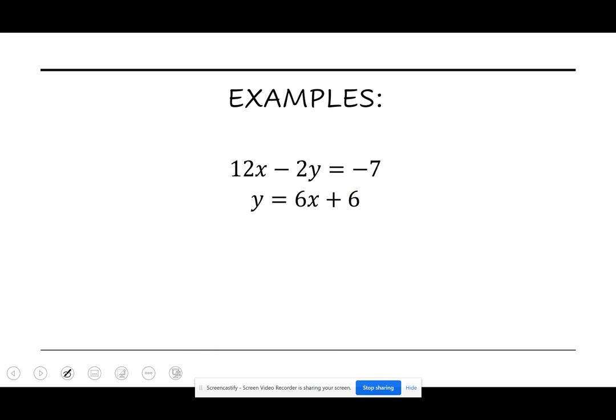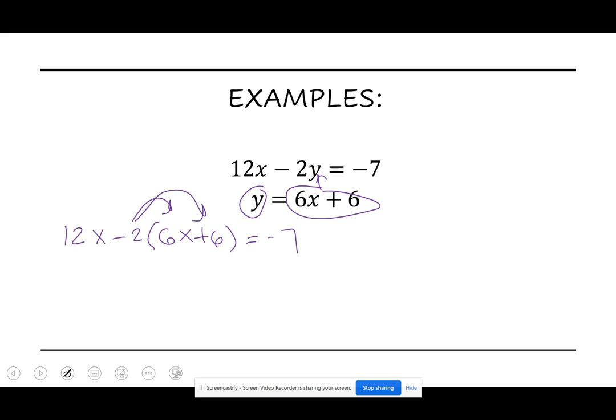So now we have the same thing again. We have one of our variables solved for, so it doesn't always have to be y. It can be the x that is solved for as well. You would just plug it in for x in the other equation. So I'm going to take this 6x plus 6. It's equal to y, so I can replace the y with it here. So we have 12x minus 2 times 6x plus 6 equals negative 7.